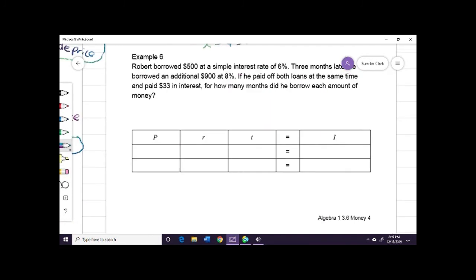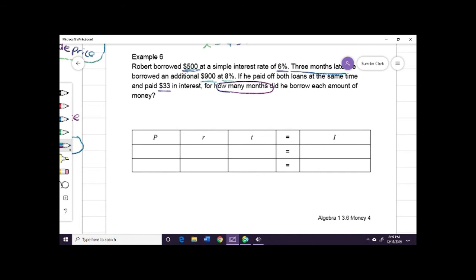Okay, our last example has to do with interest again. So let's go ahead and read this one. Robert borrowed $500 at a simple interest rate of 6%. 3 months later, he borrowed an additional $900 at 8%. If he paid off both loans at the same time and paid $33 in interest, for how many months did he borrow each amount of money? So we have a lot of information given to us, so let's start putting it in our table here.